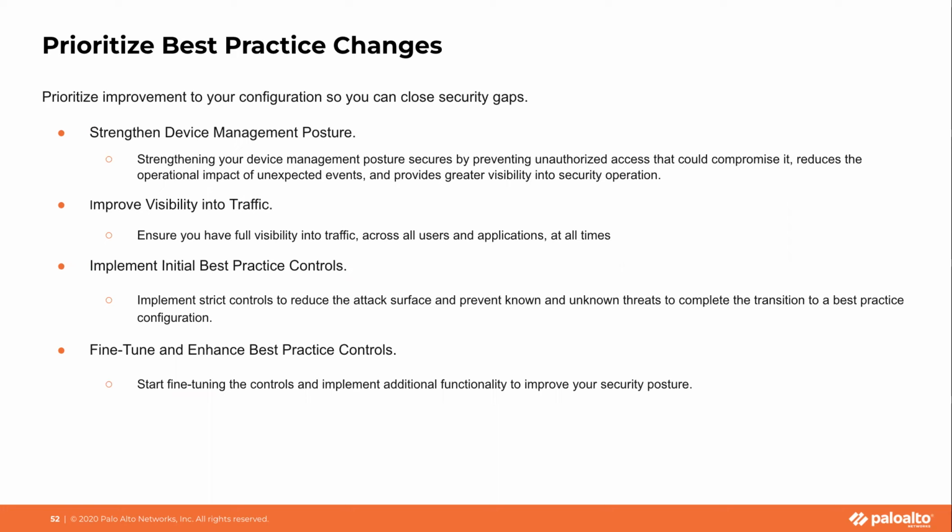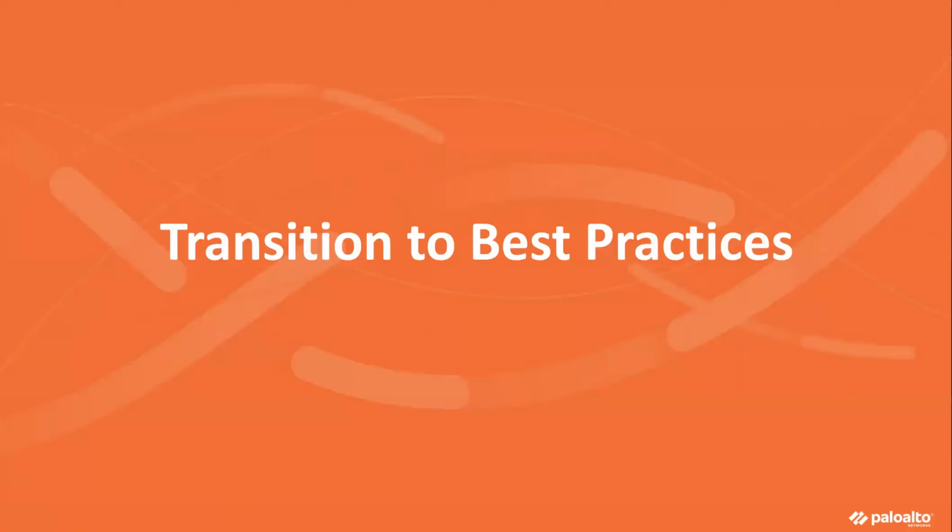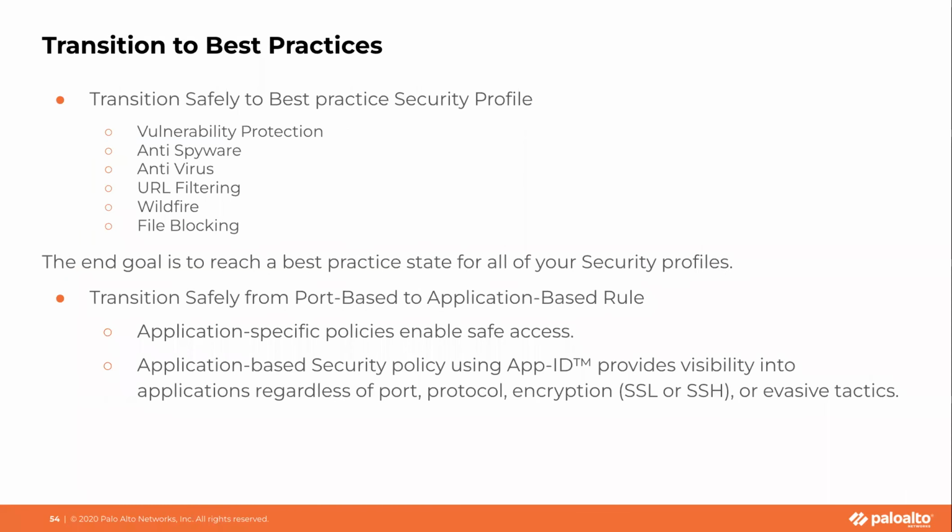Tune security policies to the best practice after using safe transition steps. Block known malicious IP addresses. Deploy Dual Protect to extend security platforms to users and devices. Configure multi-factor authentication and run the BPA again to validate those changes. So this is how you can prioritize the best practice change with one step at a time. Transition to the best practices.